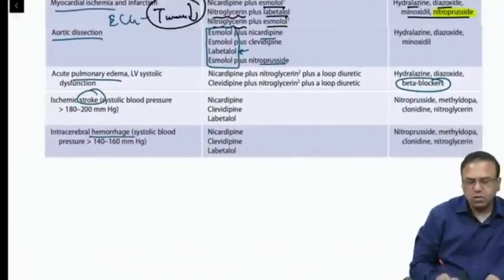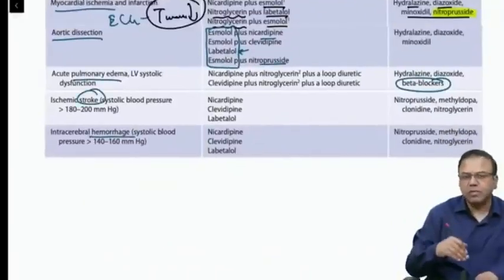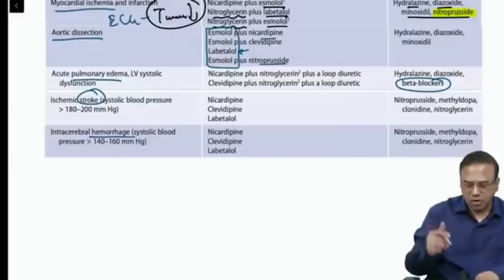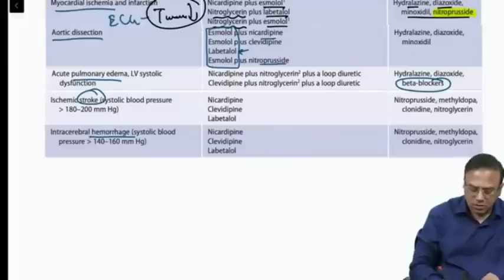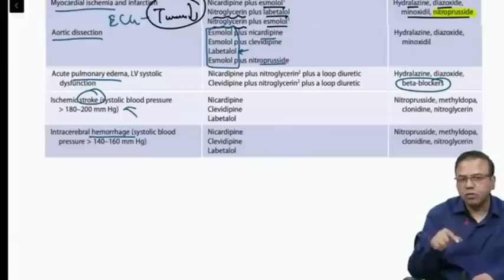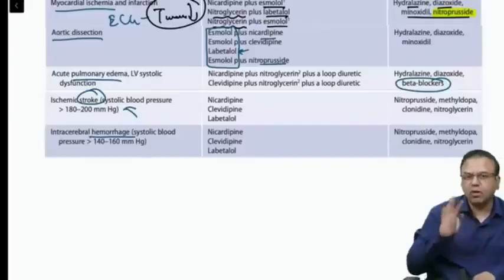Apart from all these, they're asking about stroke. Remember, in hemorrhagic stroke, you're going to reduce the blood pressure, because the higher the pressure, the more blood will ooze out in the brain. In ischemic stroke, I told you, you want to give thrombolytic or take the patient for a procedure, then get the BP down. If not, don't touch the BP, right?